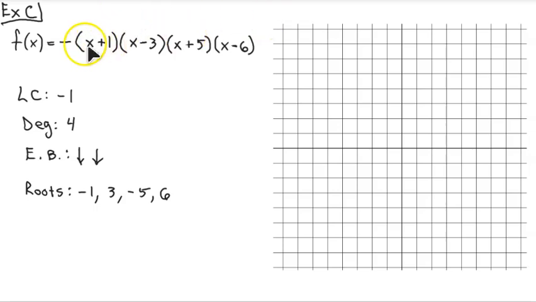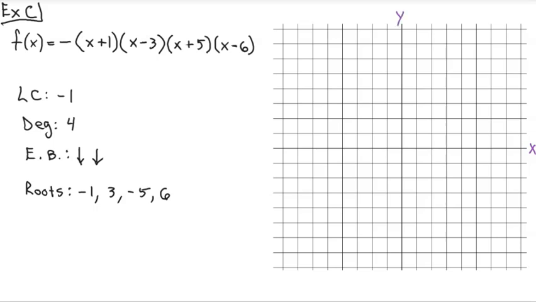Because of our factors here, x plus 1 gives us a root of -1, x minus 3 gives us a root of +3, x plus 5 gives us a root of -5, and x minus 6 gives us a root of +6. And so what we're going to do is plot all of these roots on the x-axis. Okay, here's the x-axis, here's the y-axis.